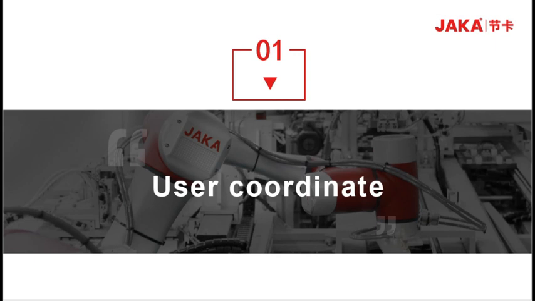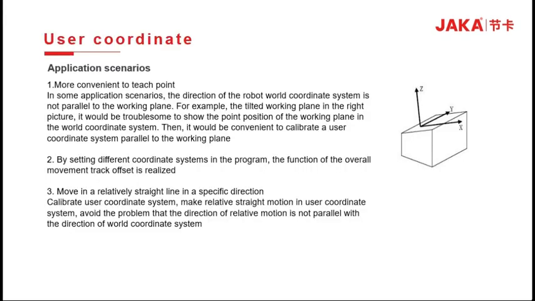Let's look at the first part of the user coordinate system and see why we need to calibrate it. Firstly, the calibration of the user coordinate system can facilitate the teaching of point positions. In some application scenarios, the direction of the robot's world coordinate system is not parallel to the working plane. For example, in a tilted working plane shown on the right, it is difficult to teach the point positions of the working plane in the world coordinate system. It is convenient to calibrate a user coordinate system parallel to the working plane.